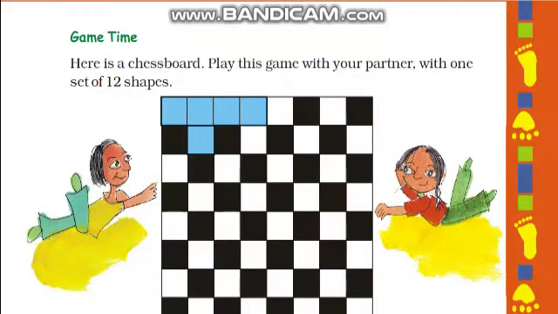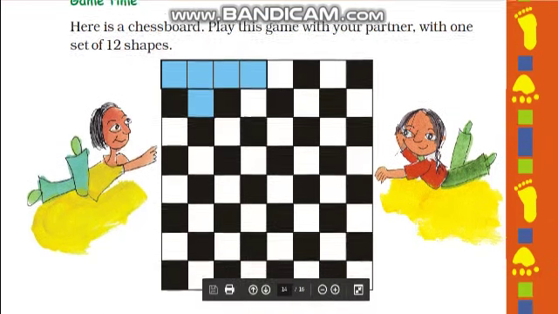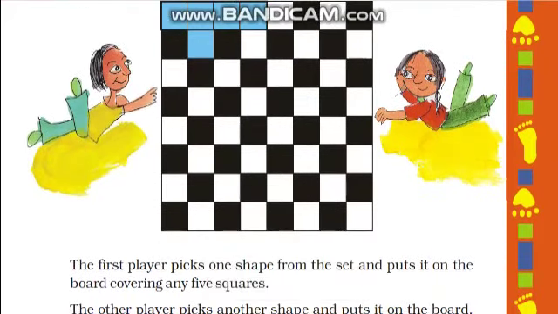Hello students. So today we are going to start the session with a very interesting game. With the help of those shapes you had made, I had explained how to make different types of shapes with the help of 5 squares. Okay, so you can play with those shapes on the chessboard like this. You can play with your siblings on the chessboard. The method is explained here.